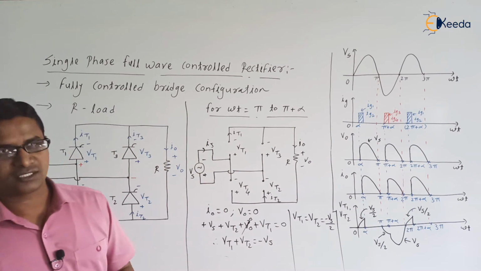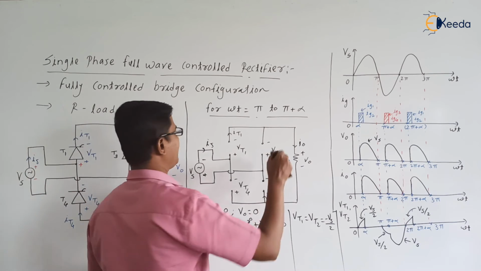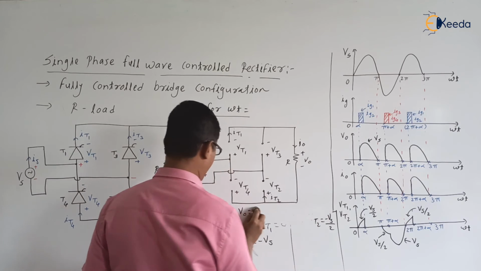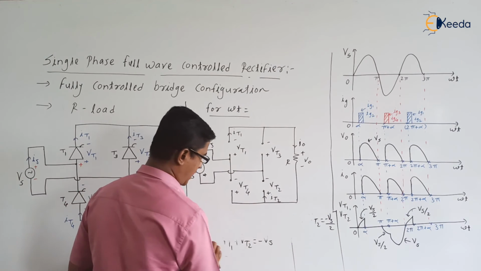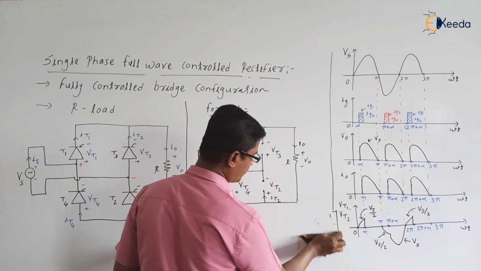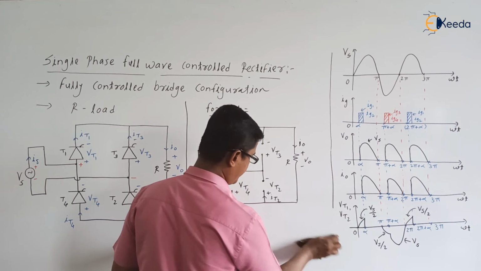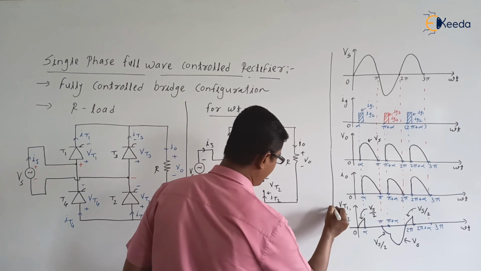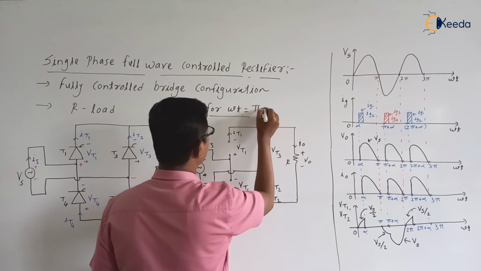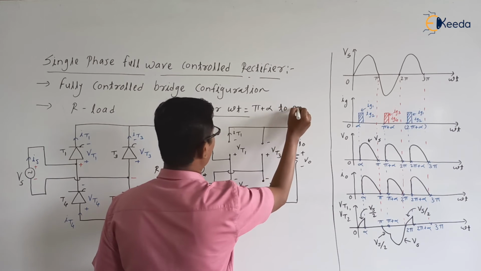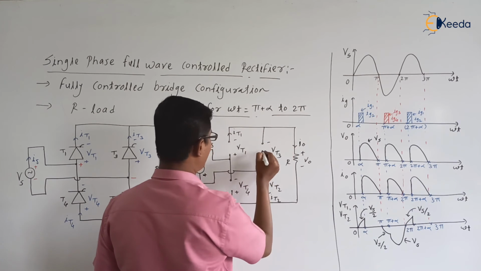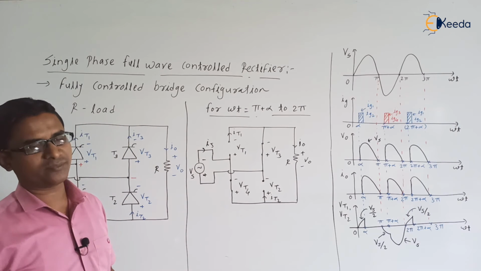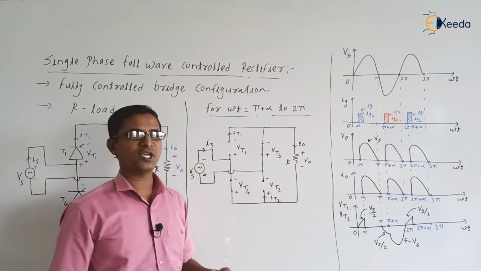Next, from pi plus alpha to 2 pi, what will happen? From omega t equal to pi plus alpha to 2 pi, at pi plus alpha we are applying the gate signal to thyristors T3 T4. So T3 T4 will turn on, because they were in the forward bias mode.